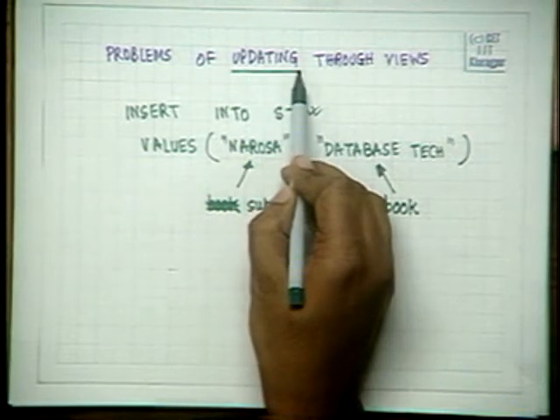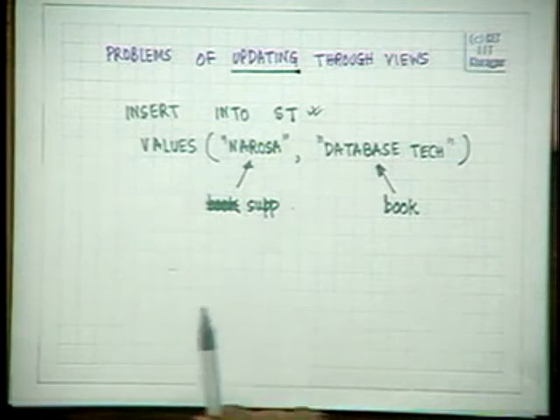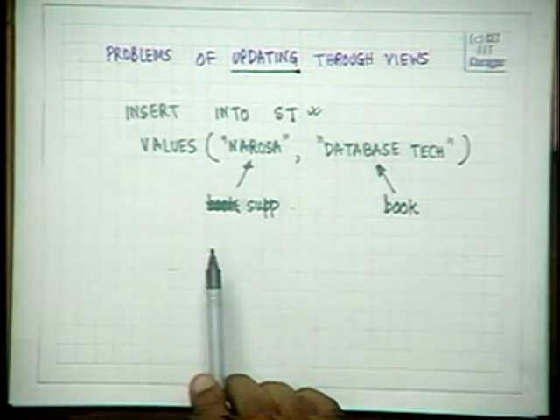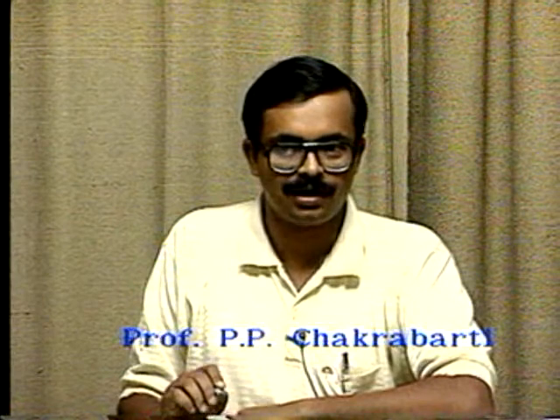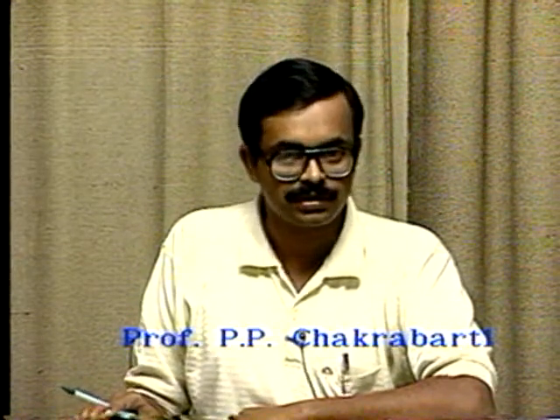Problems of updating: insert, delete and find. Because views only give you partial information of the database, only in restricted cases do you allow updates through views. Those cases are normally the case where the view is constructed out of a single relation. Otherwise, there are a lot of theoretical difficulties in updating through views.